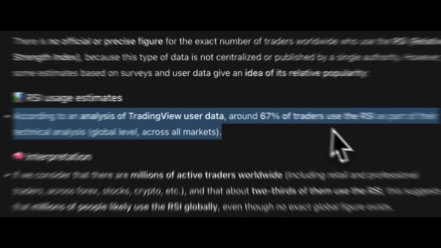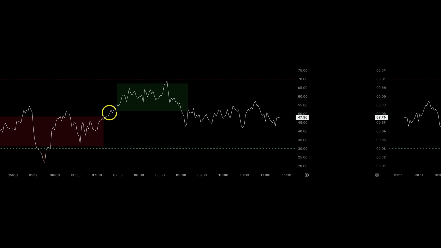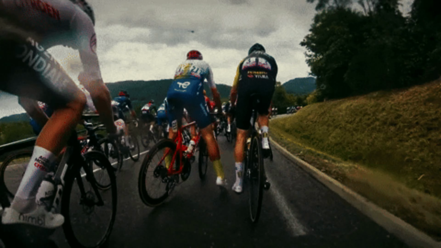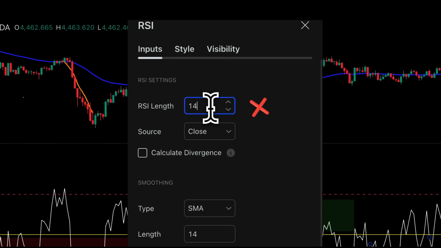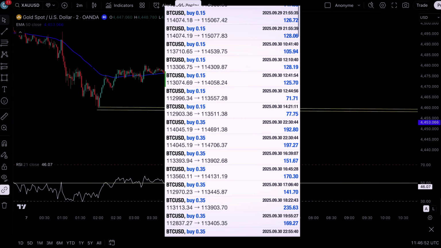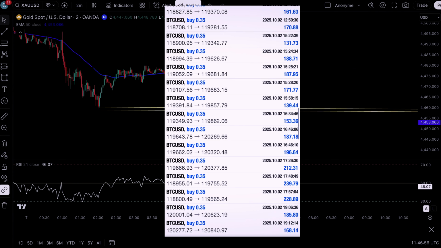According to TradingView, 67% of traders use the RSI for their technical analysis. But why do 90% of these traders lose their money because of the RSI? The answer is simple. Almost no one uses the RSI with a 21 period setting. Today, I'm sharing with you a highly effective scalping strategy based on the RSI and price action.